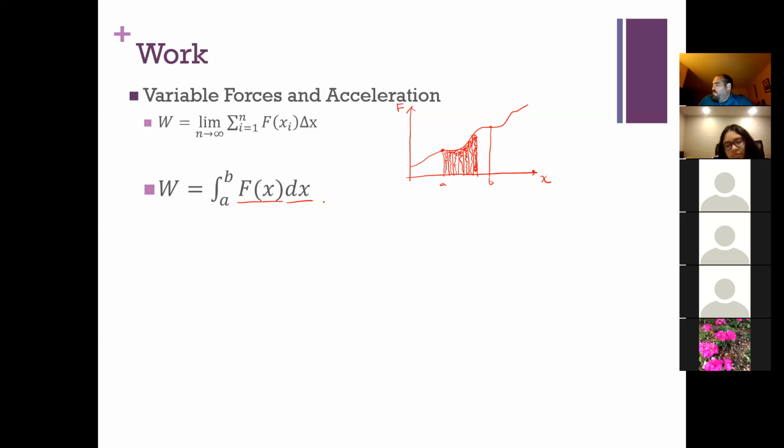So any questions there? I want to make sure that we're okay with that before I go too much further, before I do any calculations with variable force.